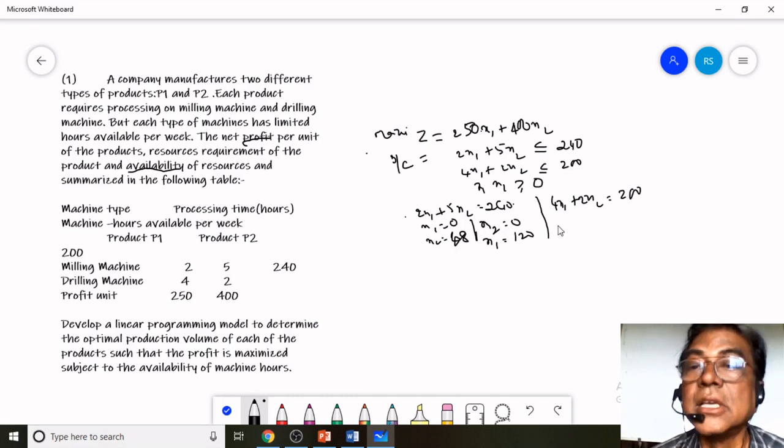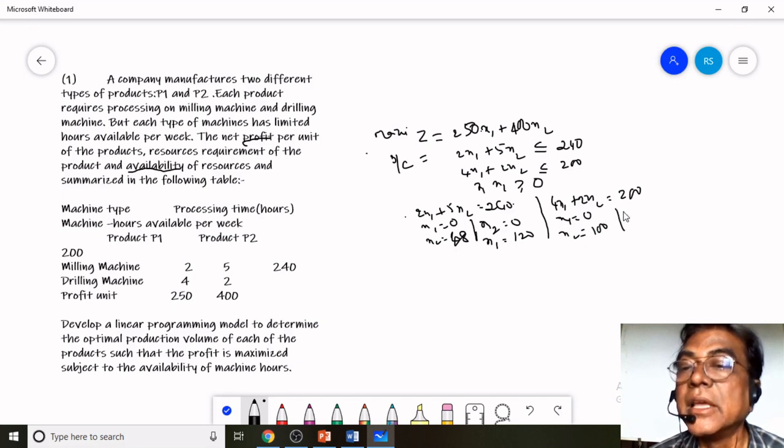Next, go to this. X1 is equal to 0, so x2 is equal to how much? 100. Same thing: x2 is equal to 0, so x1 is equal to 50.